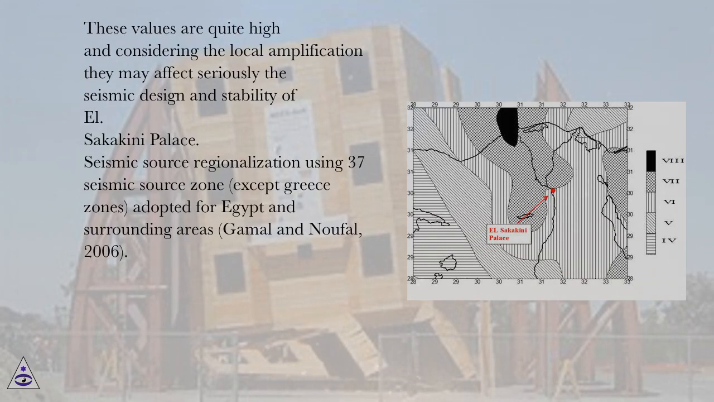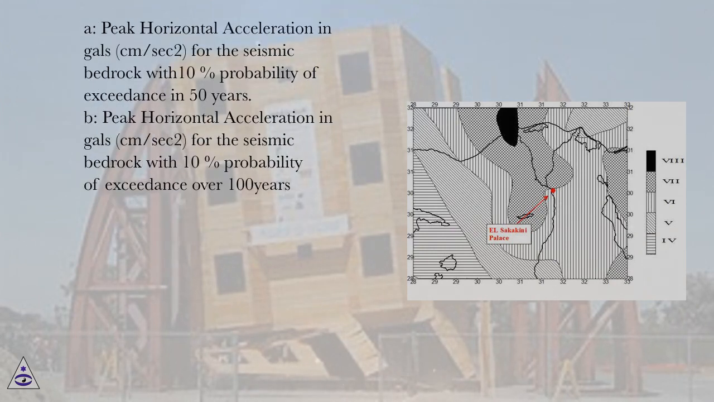Seismic source regionalization using 37 seismic source zones, except Greece zones, adopted for Egypt and surrounding areas, Gamal and Nufel, 2006. A. Peak horizontal acceleration in Gal, cm/sec2, for the seismic bedrock with 10% probability of exceedance in 50 years. B. Peak horizontal acceleration in Gal, cm/sec2, for the seismic bedrock with 10% probability of exceedance over 100 years.